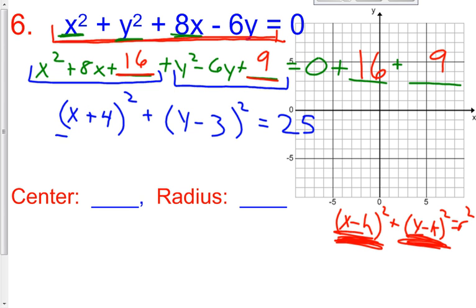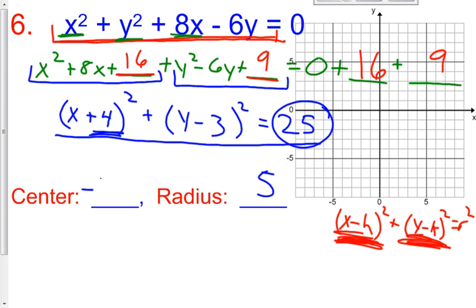I have x minus h quantity squared plus y minus k quantity squared equals the radius squared. So my radius is the square root of 25. My radius is 5 units. My center is at h, so it's at a negative 4, and it's at k, which is at a positive 3. And there you have it.